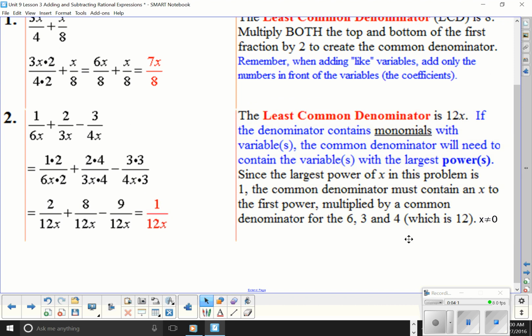Now, in this case, I also have to add the restriction that x does not equal 0. As long as x does not equal 0, everything's good. The other thing you want to be careful of is the x is in the denominator. Make sure it stays in the denominator and doesn't peek out and all of a sudden is standing on its own.